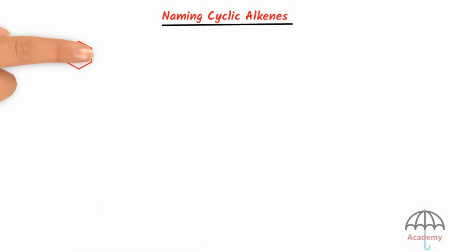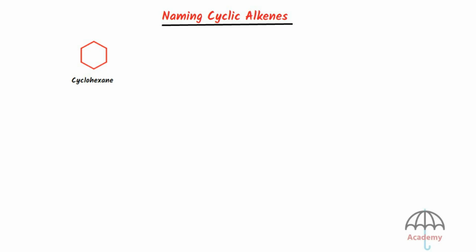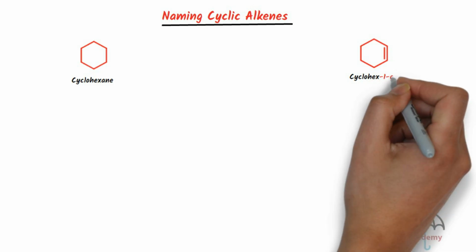Consider this 6-membered cyclic alkane. It is called cyclohexane. Notice the infix word cyclo is used as prefix before root word. If we take a corresponding molecule with a double bond, it is called cyclohex-1-ene.